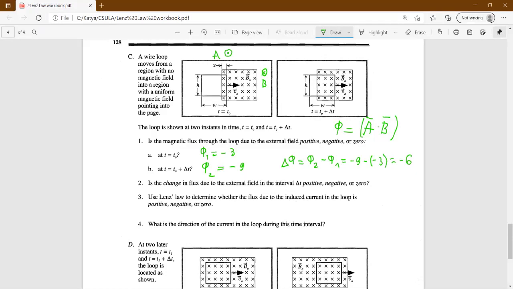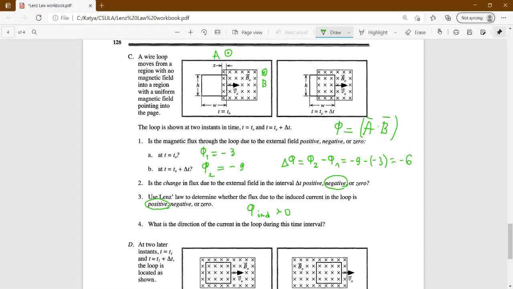Well, if you direct your area vector in the opposite direction, it's going to be positive. It's not going to change the very final answer, but it's going to change the minuses and pluses here. So in my case, the change is negative. But again, it depends on how you direct the area vector. Use Lenz law to determine whether the flux due to the induced current in the loop is positive, negative, or zero. Well, we know that the change is negative, so the flux induced is supposed to be positive, right? To compensate this change. Just because if this one is negative, we're supposed to get positive to compensate this.